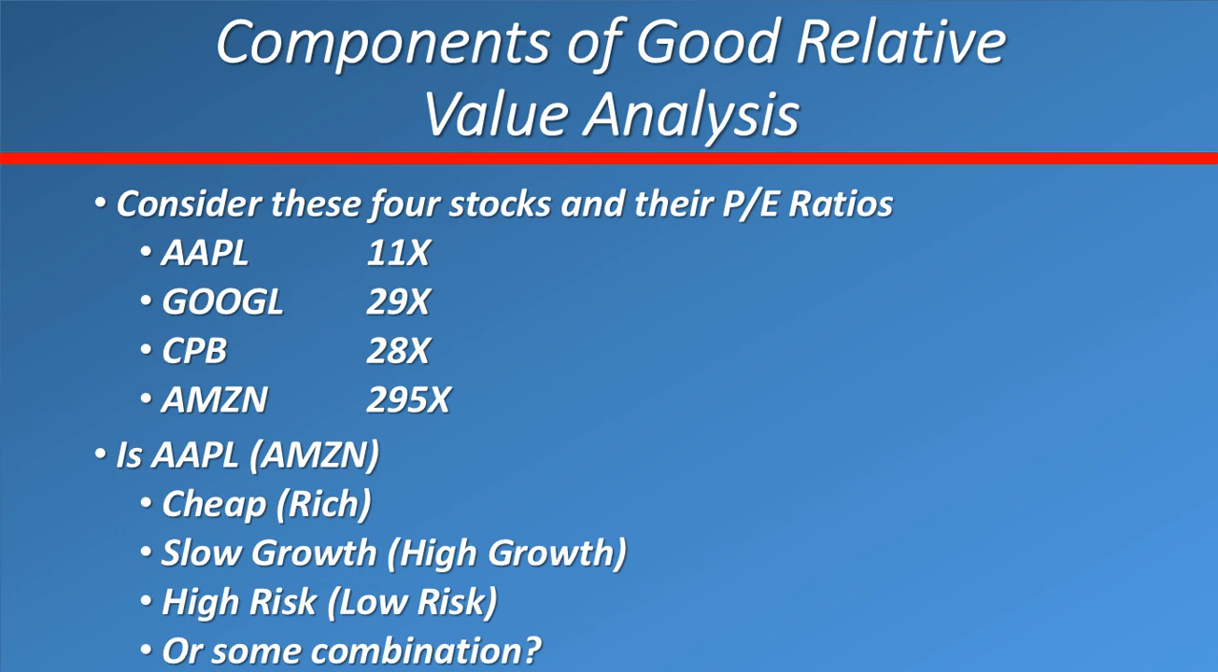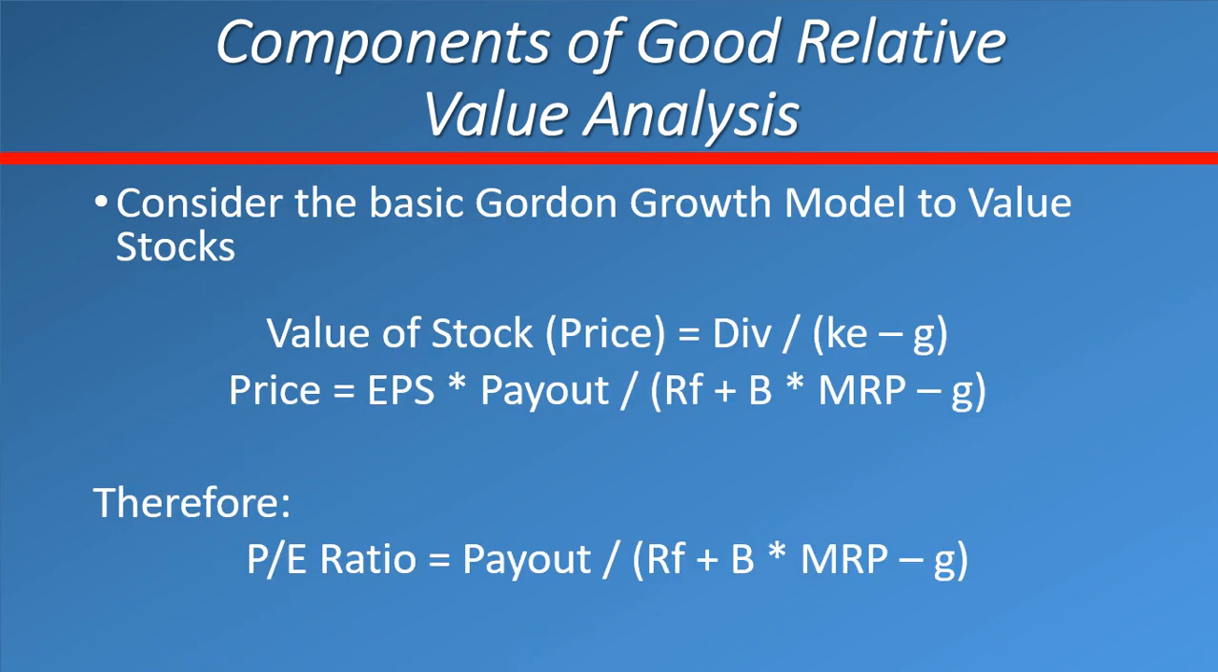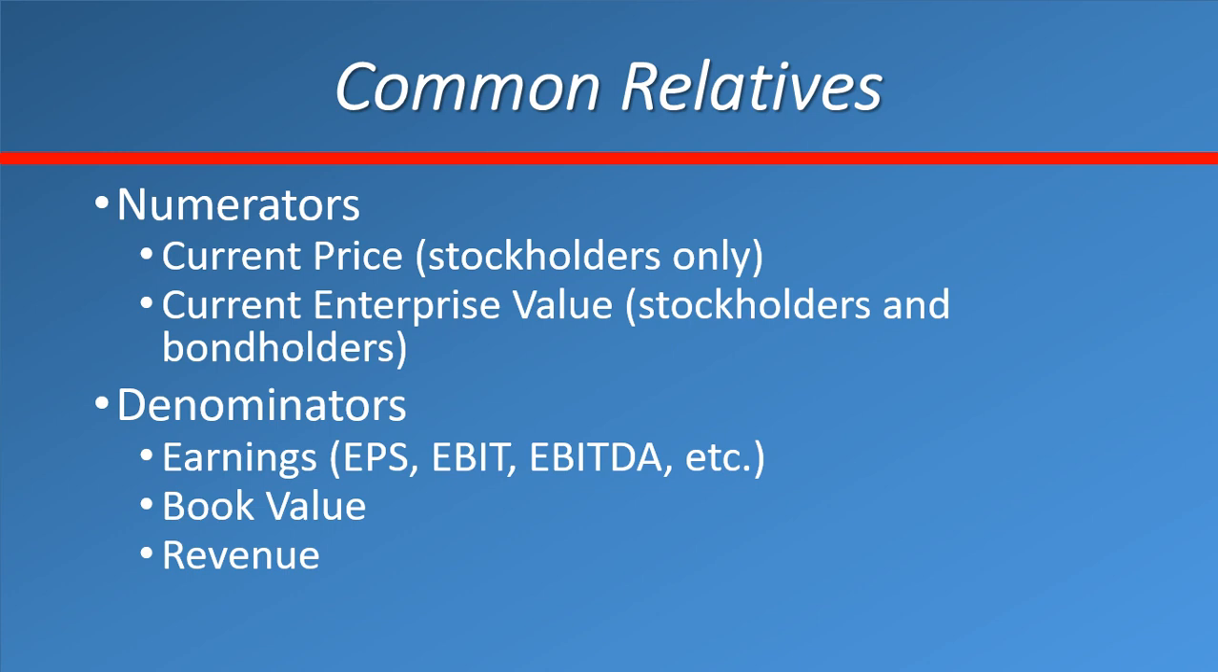Campbell's Soup has a very high PE at 28, much higher than Apple. I doubt that is because the market thinks that Campbell's Soup is a high growth company. I would guess that is because the market considers Campbell's Soup to be a very low risk company, and that's why its PE ratio is so high. So again, going back to that formula, PE ratio equals payout over risk-free rate plus beta times the market risk premium, minus growth. You can see how a firm's PE ratio can be explained versus others by trying to assess their risk and growth versus other companies.